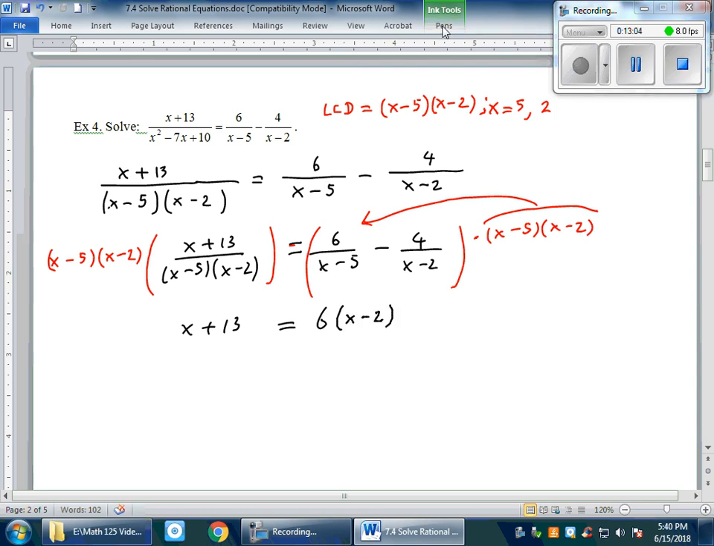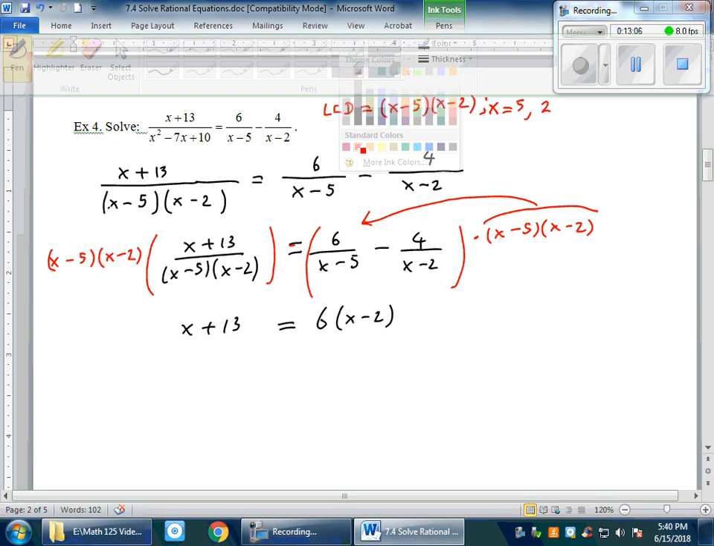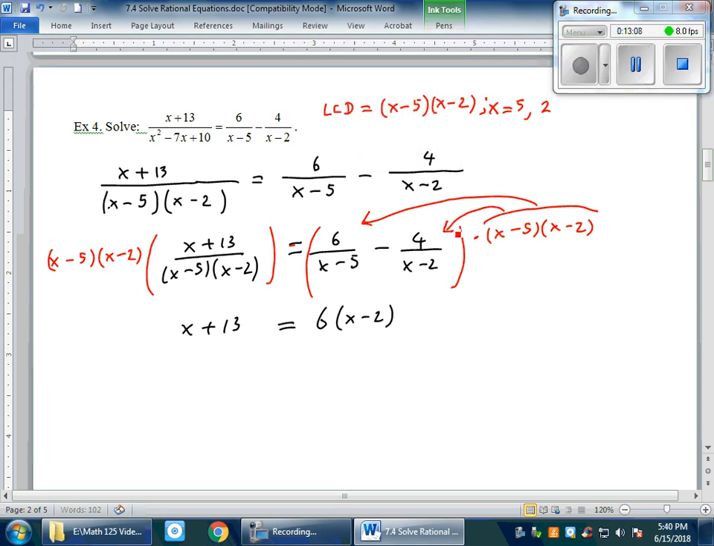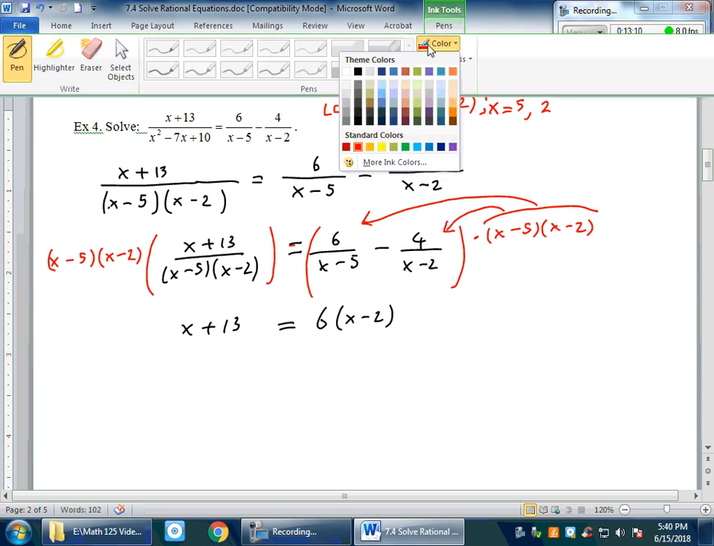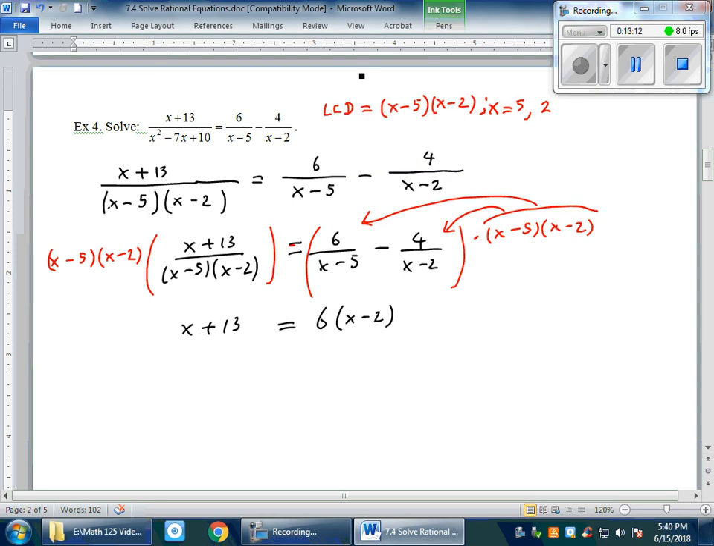And when I distribute to the second fraction, x minus 2 and x minus 2 cancel out, so that will become minus 4 times x minus 5. Now continue simplifying this. That will give me, distributing, 6x minus 12. Distributing negative 4 will be negative 4x plus 20.